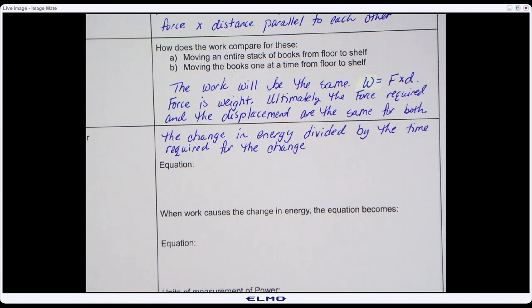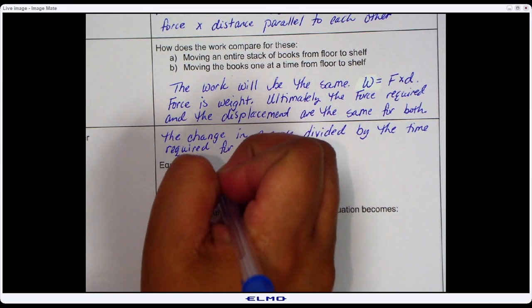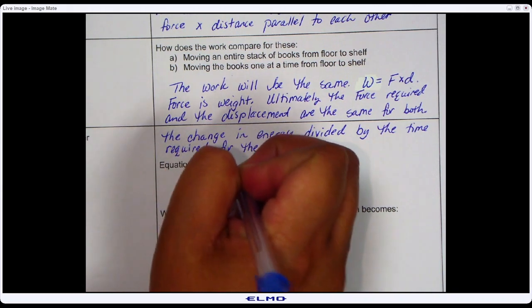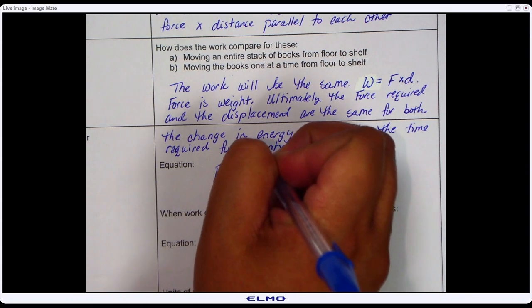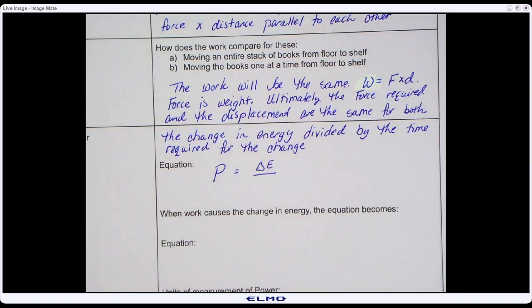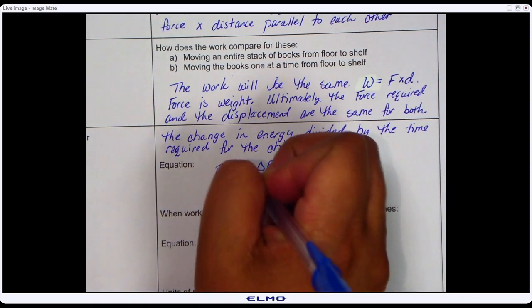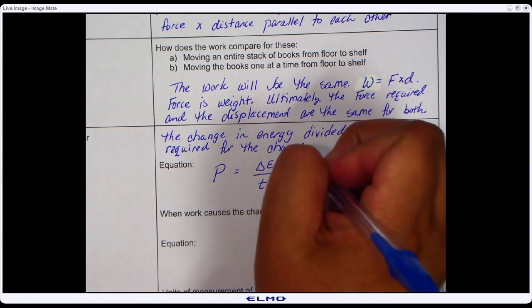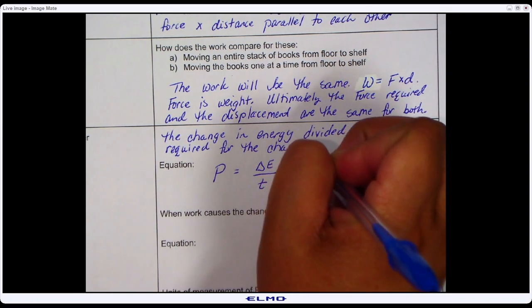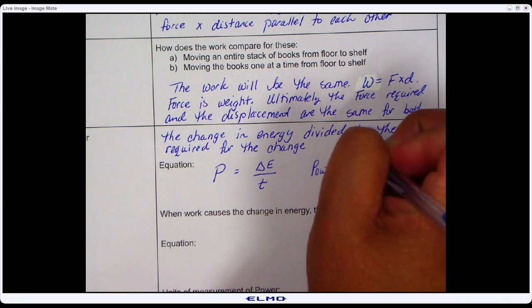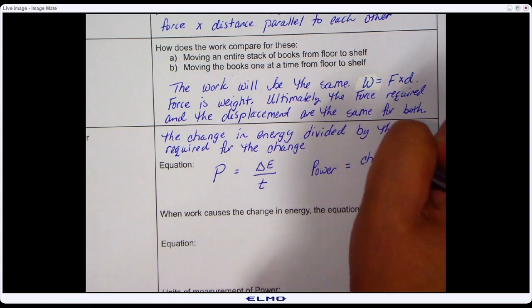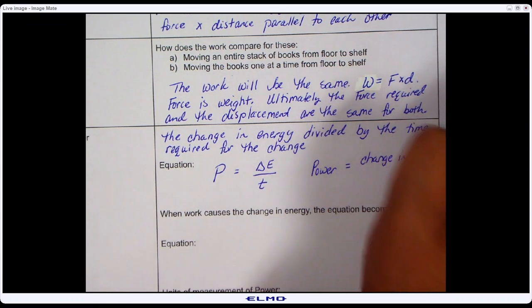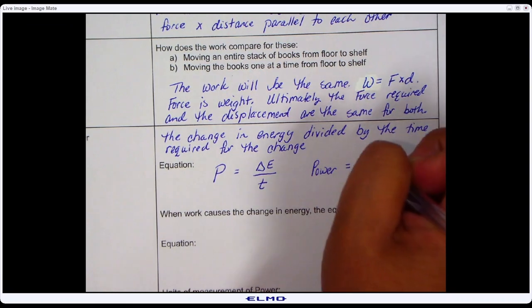And the equation looks like this. P for power is the change in your energy divided by your time. Okay, so I'll write that over here. Power equals change in energy divided by time.